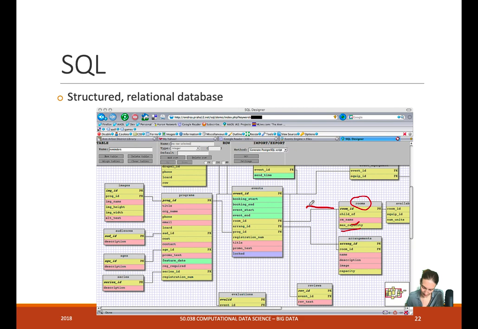An event can be in a room. So an event will have a booking start and an event start and end, and it will be in a certain room ID, okay, which refers to the table of rooms. What else is there? Events can have reviews with a review text, which is connected to an event ID again. Okay. So this is what we call keys. However, SQL is not the topic of this course. If you're interested, take the database course.